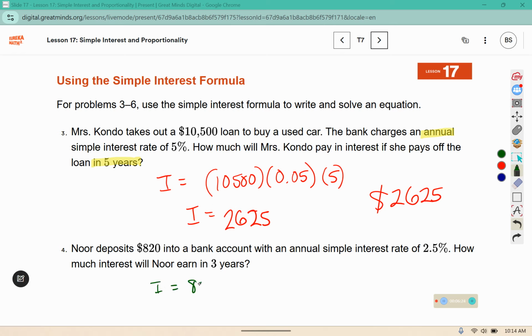Nawar deposits $820 into a bank account with an annual simple interest rate of 2.5%. That would be 0.025. If you're having a hard time changing the percent to a decimal, you can just divide it by 100. And that is annual, and then our time is 3 years. So 820 times 0.025 times 3 is $61.50 in interest.